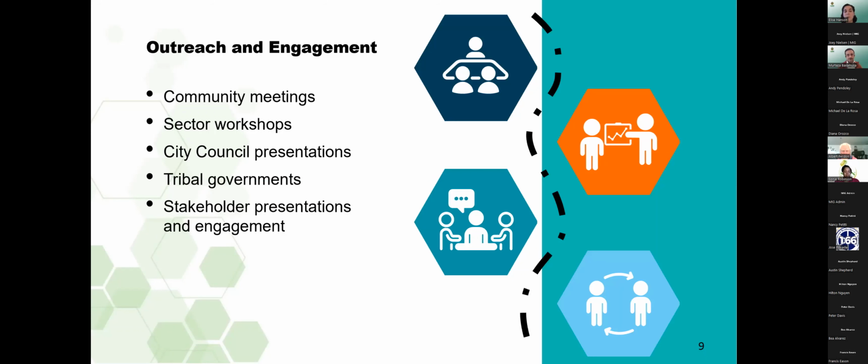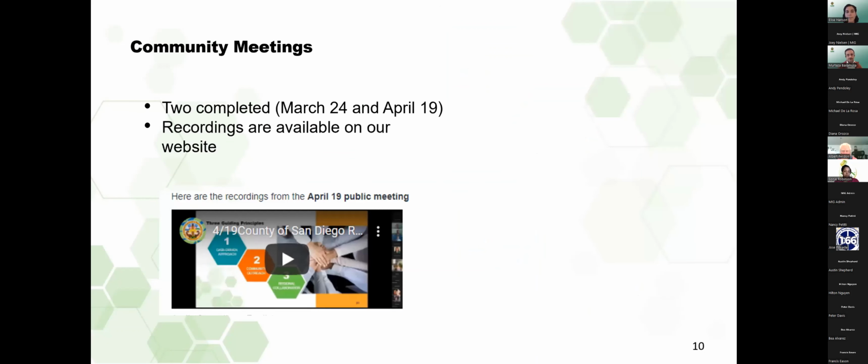And finally, presentations to and engagement with private stakeholders. These have been one-on-one meetings, presentations to governing bodies of NGOs, industry groups, advocacy groups, tribal representatives, and community sponsor groups. We'll now go into more detail about each of these engagement types and a high-level overview of the feedback received through these events. So we'll start with community meetings.